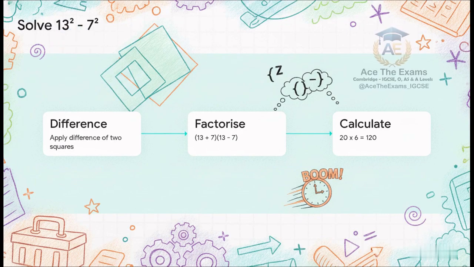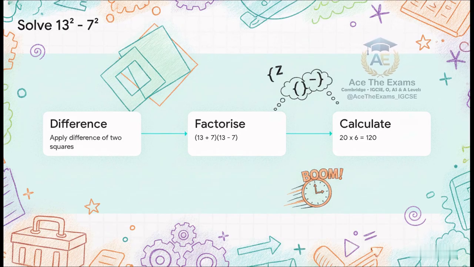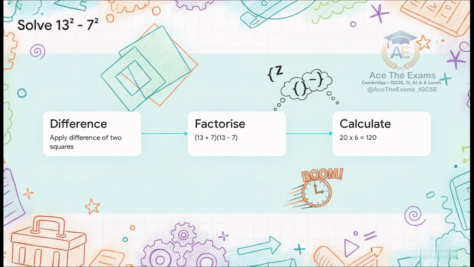Okay, so let's circle back to that seemingly impossible mental math question we started with. 13 squared minus 7 squared. Do you see the pattern now? It is literally the difference of two squares. It's one number squared minus another number squared. So rather than doing all that messy arithmetic we talked about, we just grab our factorization tool.